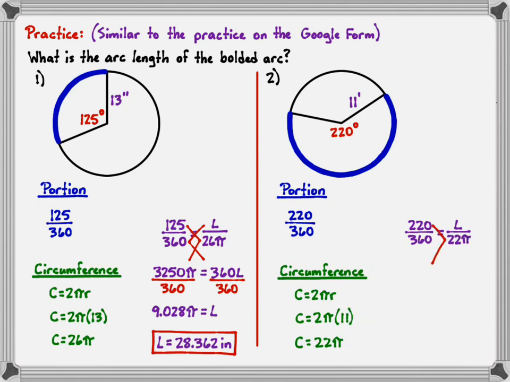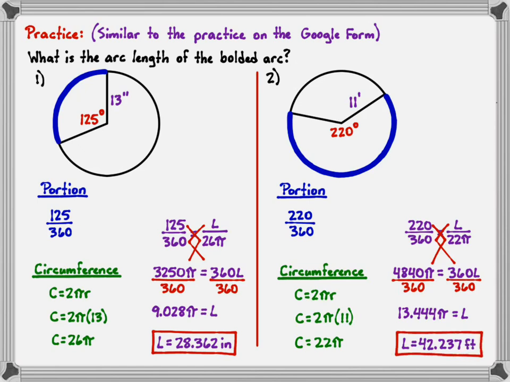We'll cross multiply there, 4,840 pi equals 360 L. Divide by the 360, and you end up with 13.444 pi. Or if I multiply that out, I get 42.237 feet.